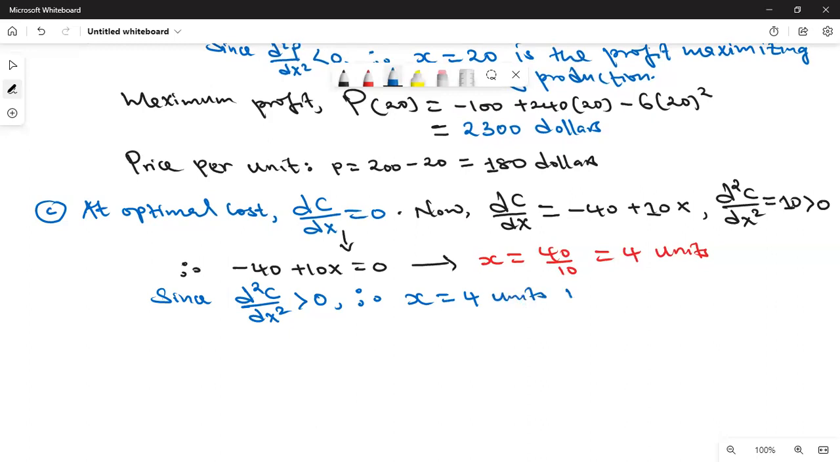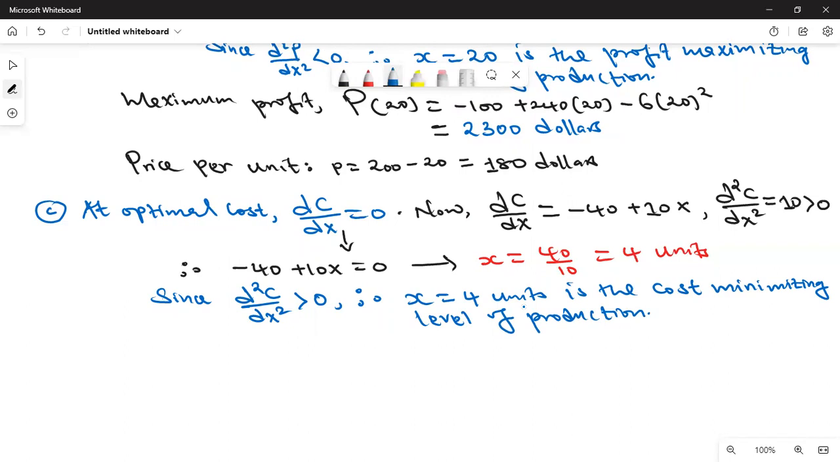therefore, x is equal to 4 units is the cost minimizing level of production. That is the cost minimizing level of production.